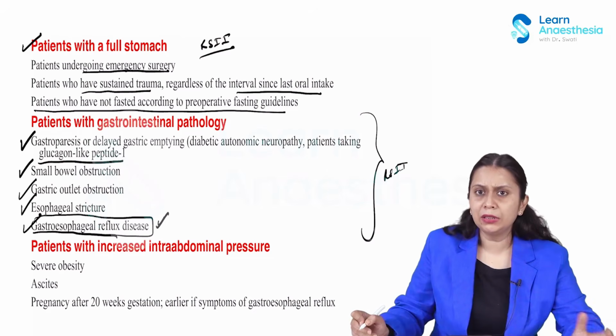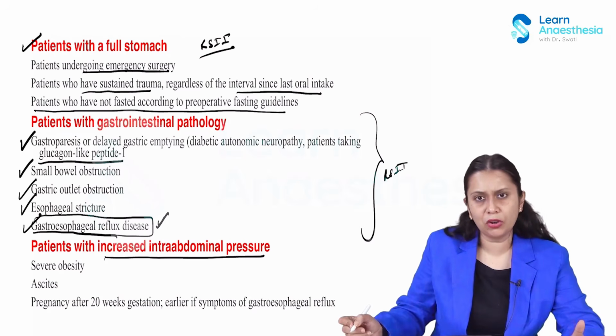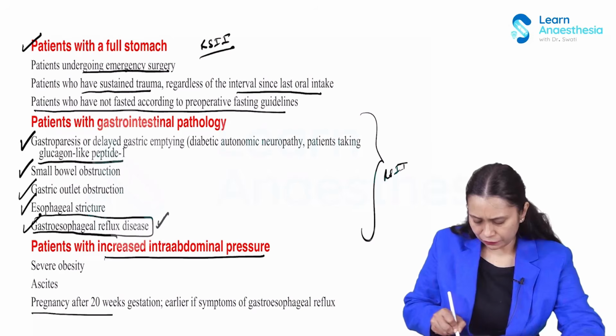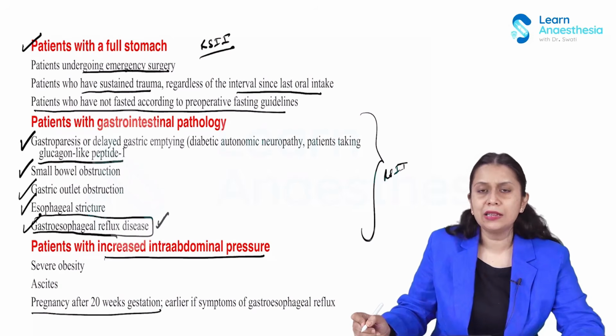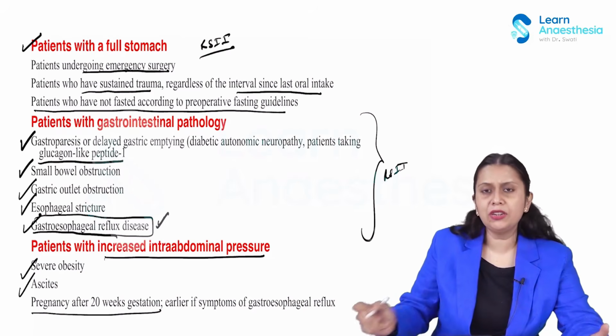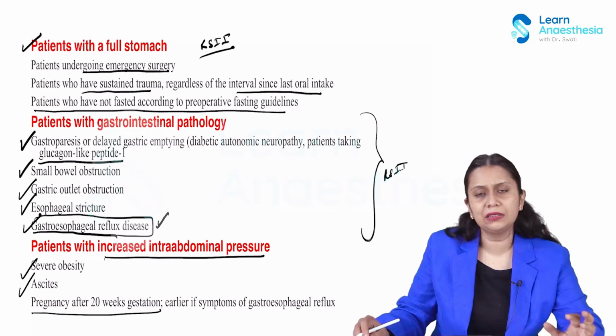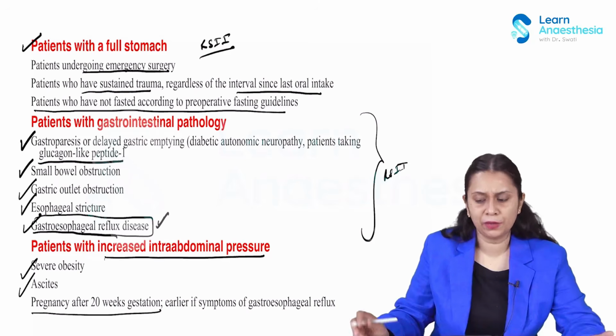Now, apart from this, increased abdominal pressure. Patients with increased abdominal pressure, as we already discussed: pregnancy after 20 weeks of gestation, patients having ascites, or any severe obesity or intra-abdominal mass. All these patients are considered high risk for aspiration.